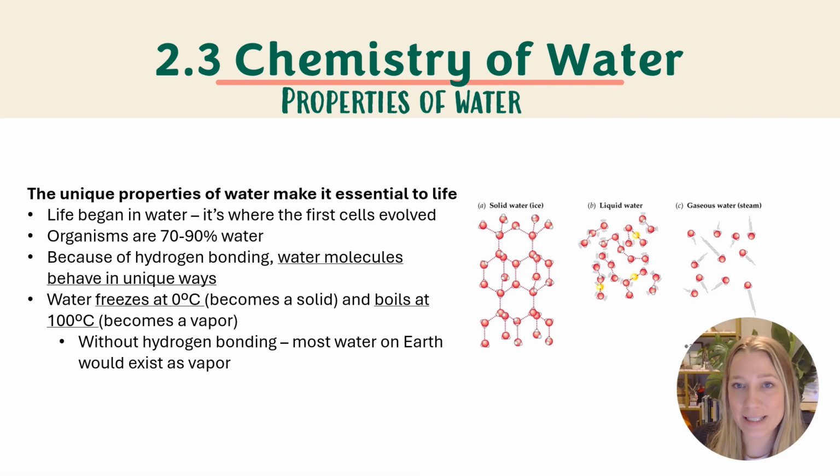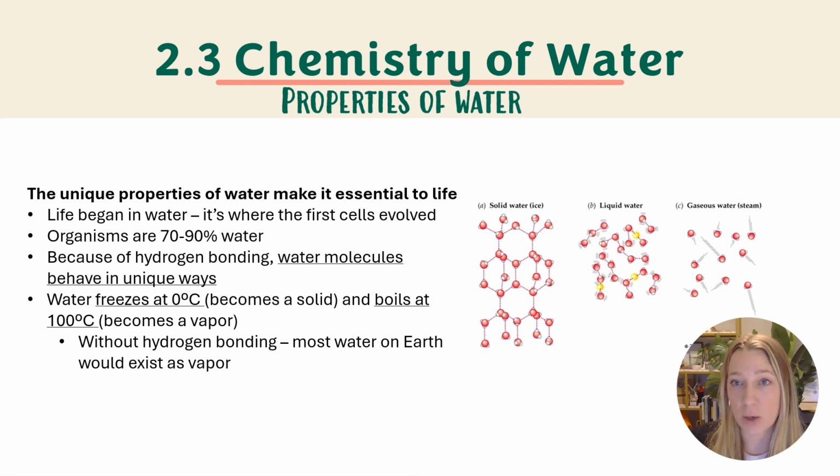In the gaseous state, water molecules are no longer bound by hydrogen bonds and exist as individual molecules. So this is what forms water vapor in the atmosphere. Water's freezing and boiling points are also key to life. So it freezes at 0 degrees Celsius and boils at 100 degrees Celsius under standard atmospheric pressures. But these temperatures are relatively high compared to other similar sized molecules thanks to this hydrogen bonding.